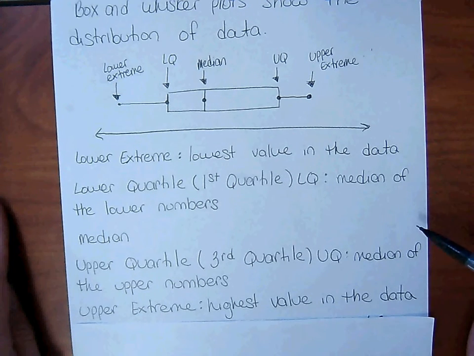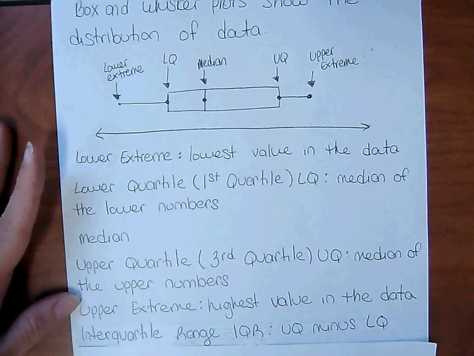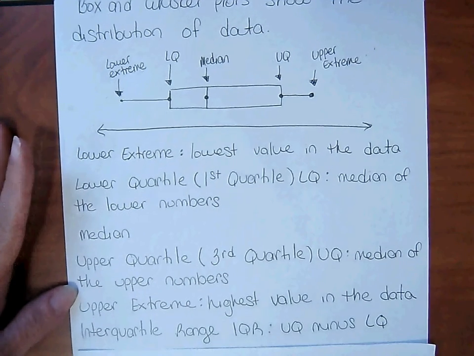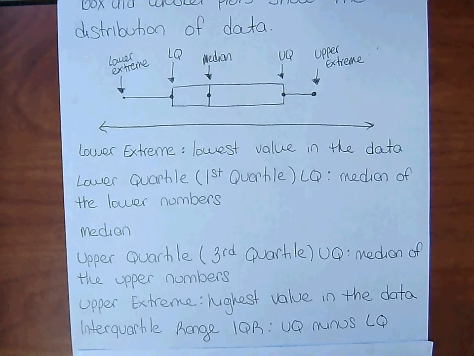We can also find the interquartile range, and the interquartile range, or IQR, is the upper quartile minus the lower quartile. An interquartile range is used to help figure out whether or not there's an outlier in the data.